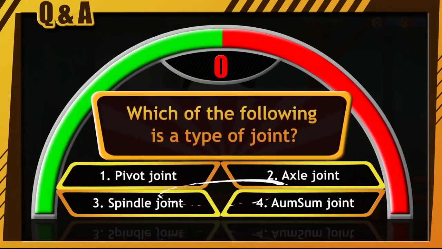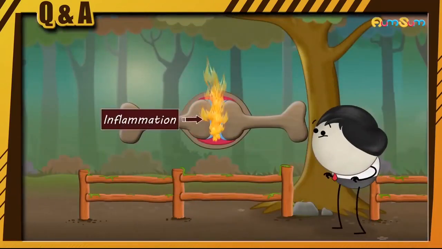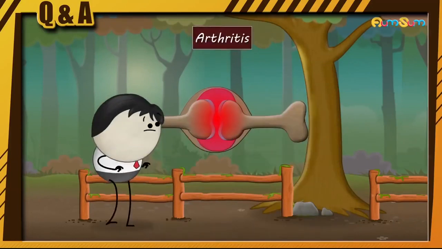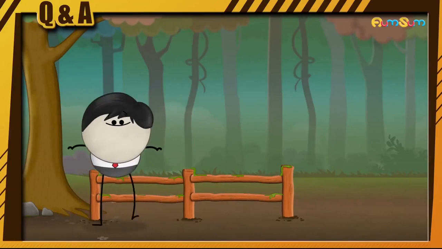The answer is option number 1, that is, pivot joint. When there is inflammation, swelling, or pain in one or more joints, then it is termed as arthritis. The cause of arthritis depends upon the type of arthritis.